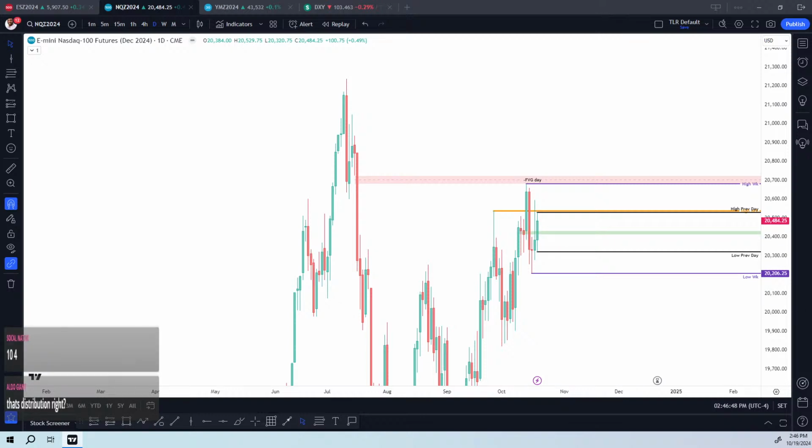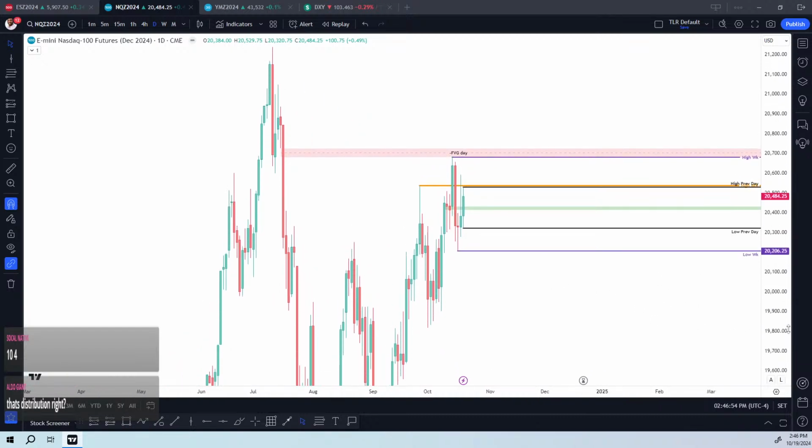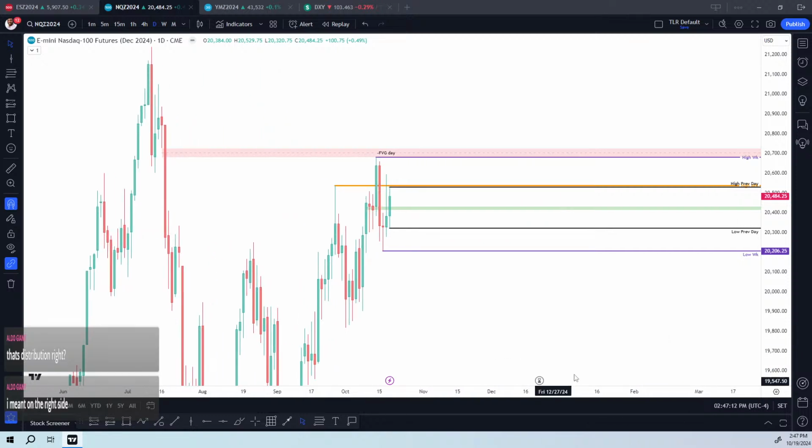That's distribution, right? No, distribution is when you... you can look at distribution a couple ways. He's got two different ways that he uses distribution. One way is when he's talking about a market maker model. When price is going down, it's distributing, and when price is going up, it's accumulating. That's one way of distribution.